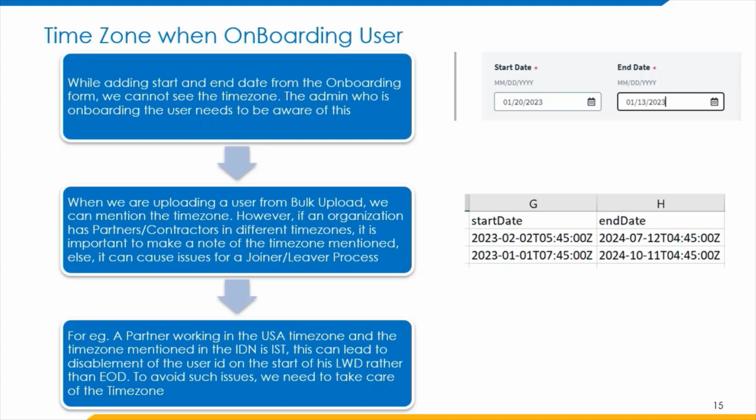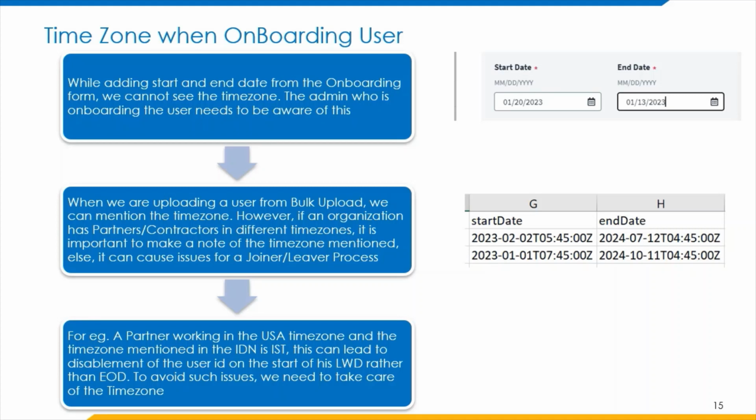For example, a partner working in the USA time zone and the time zone mentioned in the IDN is IST. This can lead to disablement of the user ID at the start of his LWD rather than EOD. To avoid such issues, we need to take care of the time zone. These are the screenshots for start date and end date from the UI and CSV file.